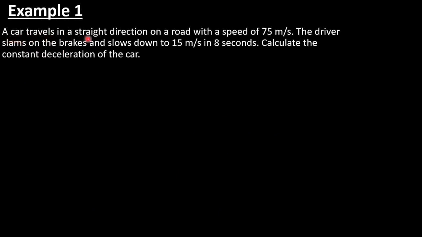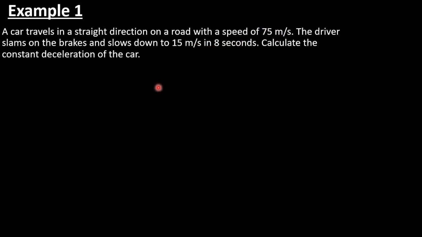A car travels in a straight direction on a road with a speed of 75 meters per second. The driver slams on the brakes and slows down to 15 meters per second in 8 seconds. Calculate the constant deceleration of the car. Okay, so you need to think in this situation, what equation do you need to use? What we know from the question is the initial velocity, v0, and we know the final velocity, v, and we know time. So we need to select one of the equations for constant acceleration, which relates all 3 of these.